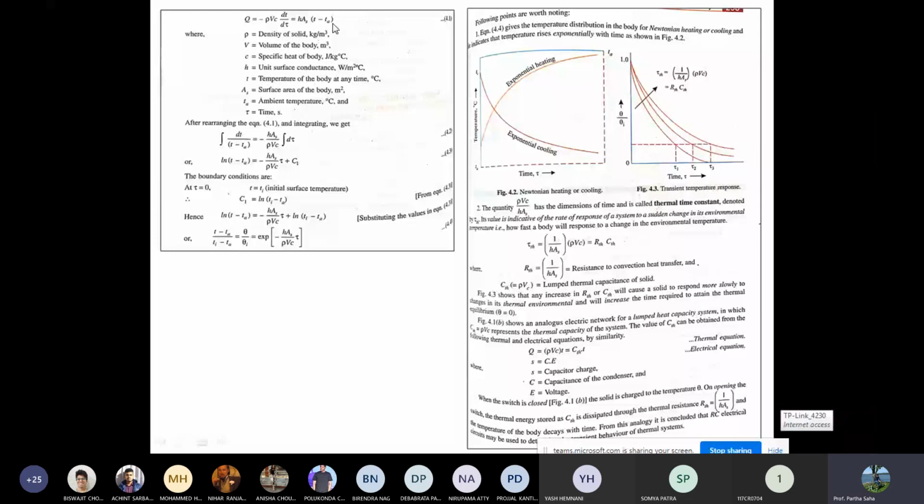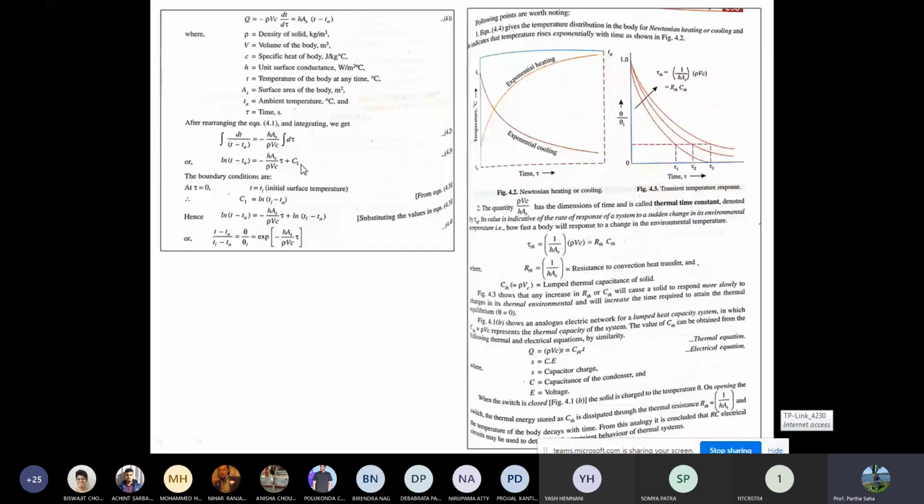So these two terms you can integrate over the proper boundary conditions, that is 0 to T and 0 to tau. You rearrange the terms and then integrate, and it becomes ln(T minus T_a) is equal to minus h A_s over rho V c times tau plus C1. C1 is the integration constant.